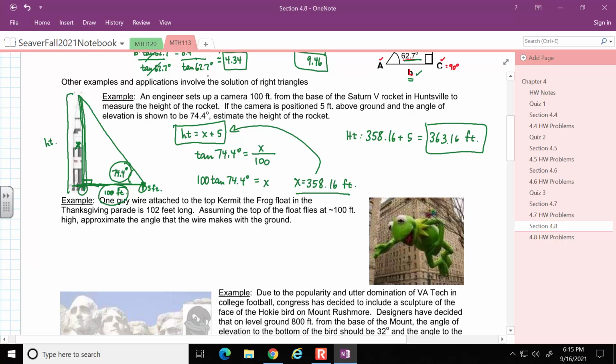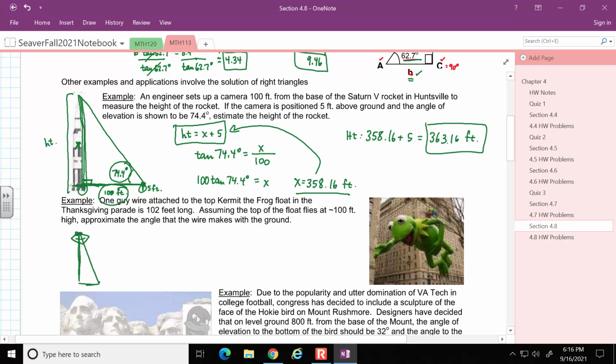So this is an interesting problem, and probably the hardest part for most students that I've seen is setting up the problem, sketching it out, measuring the right thing. So I got Kermit the Frog here. He's floating along. And he's kind of coming along here, and I've got a guy wire. So here's kind of my direct connection to the ground. And then I've got this guy wire that's coming along.